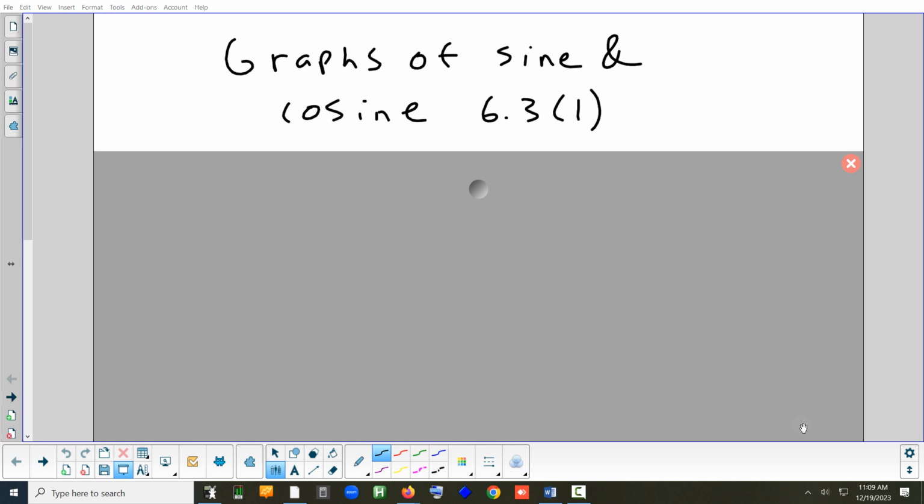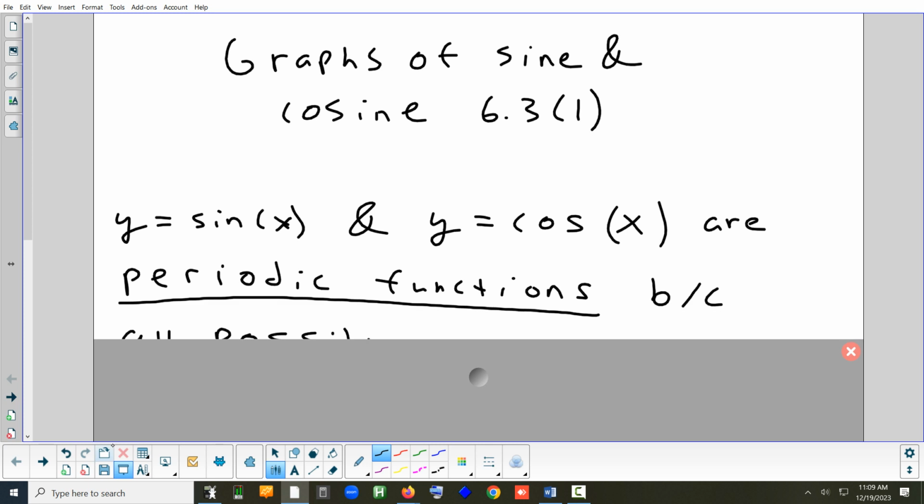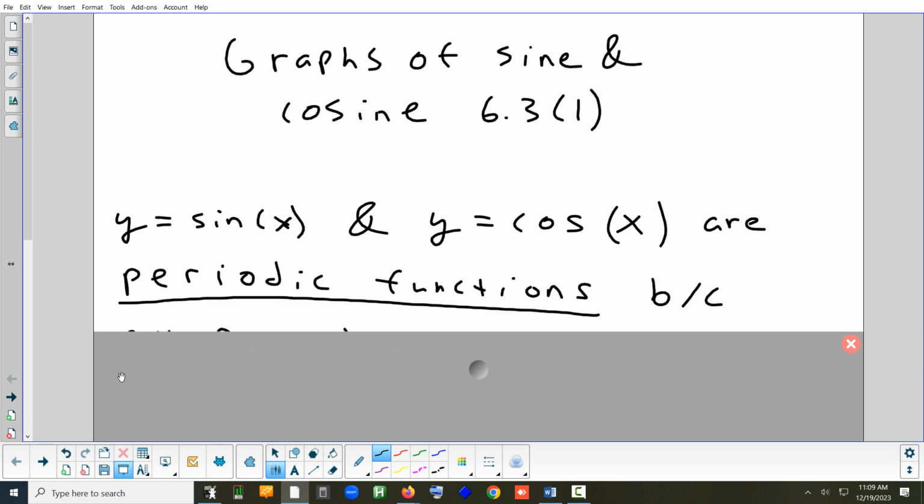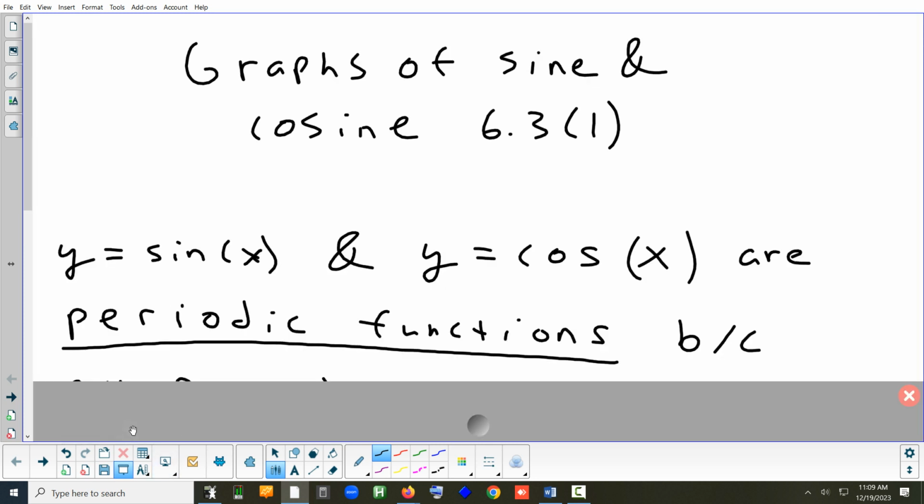Okay, all the transformations. So what I'll do first is just kind of describe what sine and cosine are. And then I'll go over how we do the transformations. The transformations are the same as everything we've done all year. So these functions, though, are very different than other functions we've studied.